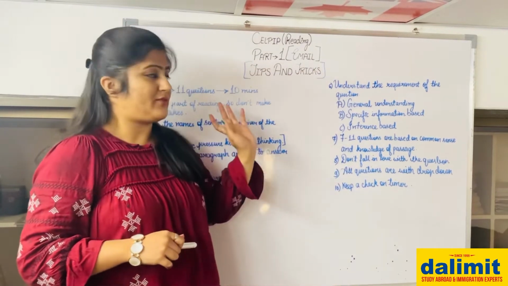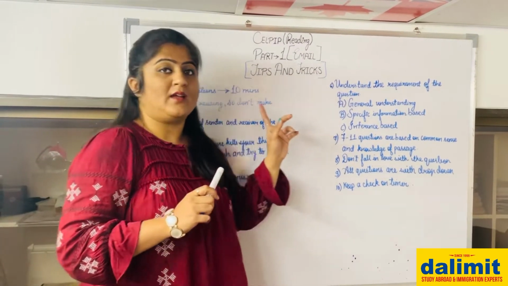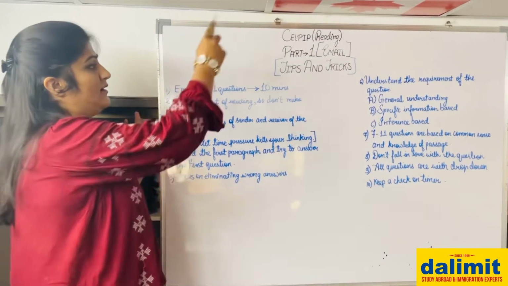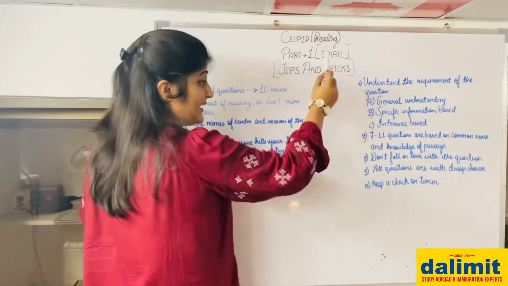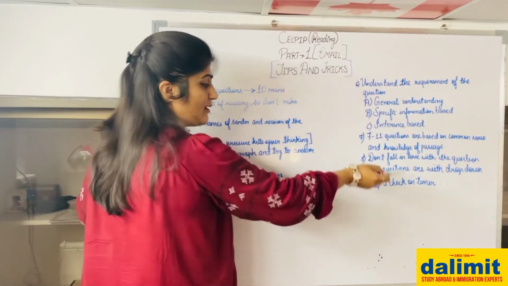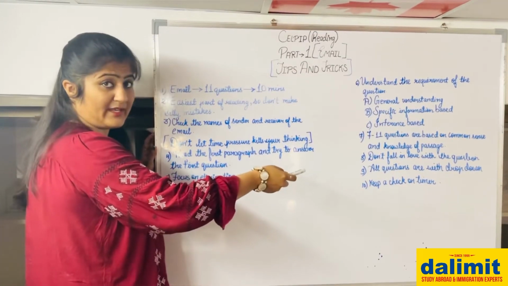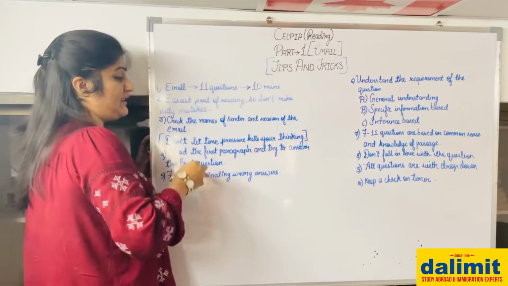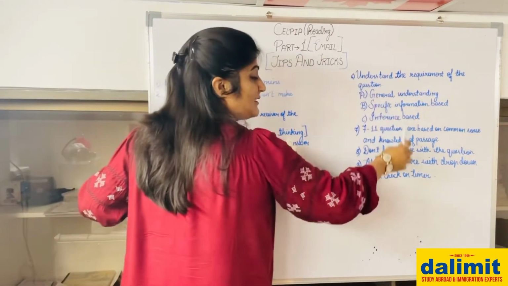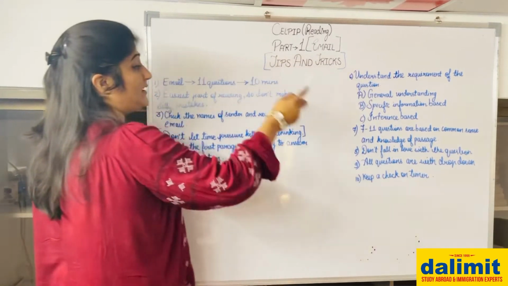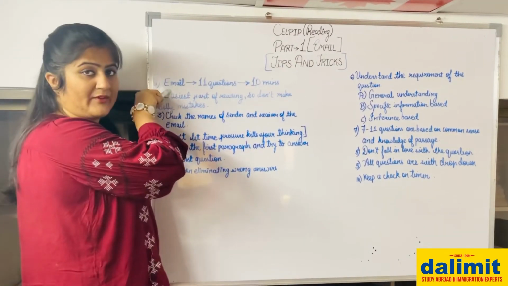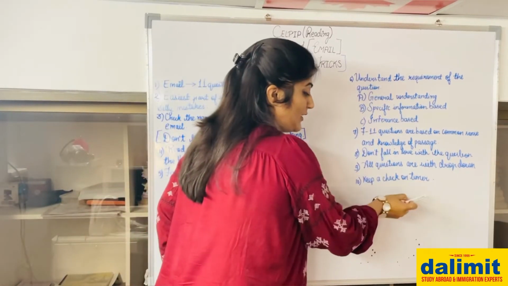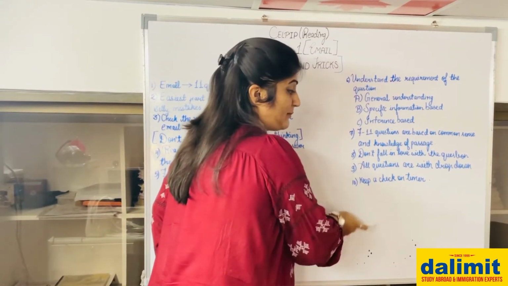What is the format of CELPIP reading? In email, as I discussed earlier also in this video, on the left hand side you will get one email, and on the right hand side you will get another email. The email which is given on the right hand side will be the reply of the email which is given first.